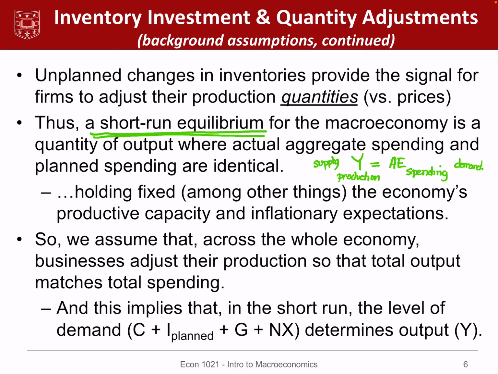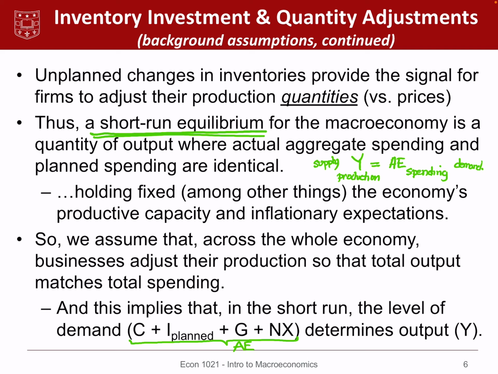So what is it that accomplishes this? What accomplishes this adjustment of production to demand, or production to spending, is the signal that comes from unplanned changes in inventories. So, in other words, this is how we are thinking about aggregate expenditure.